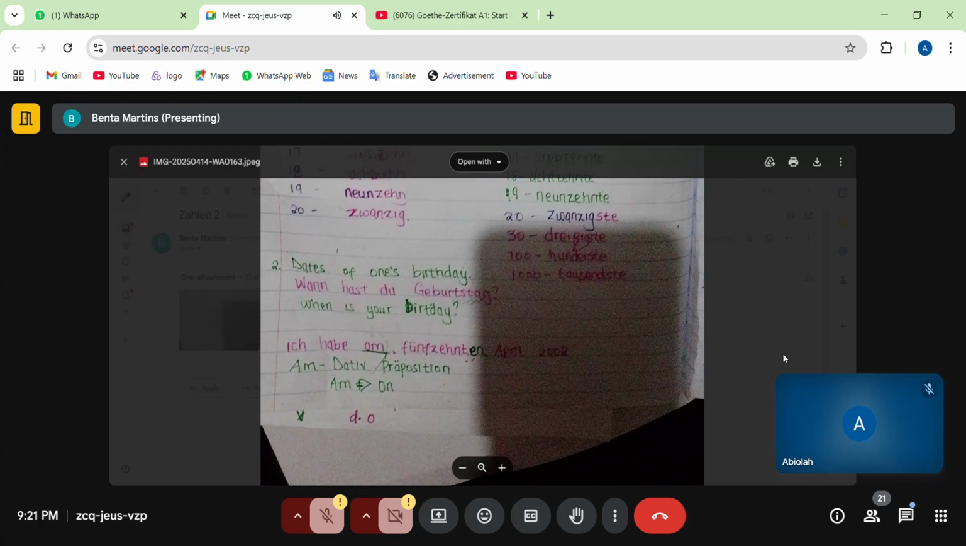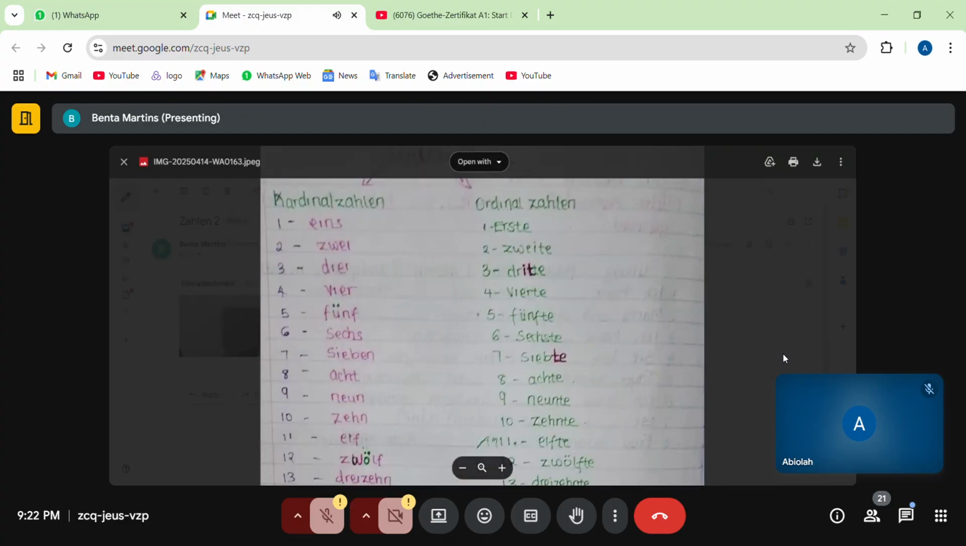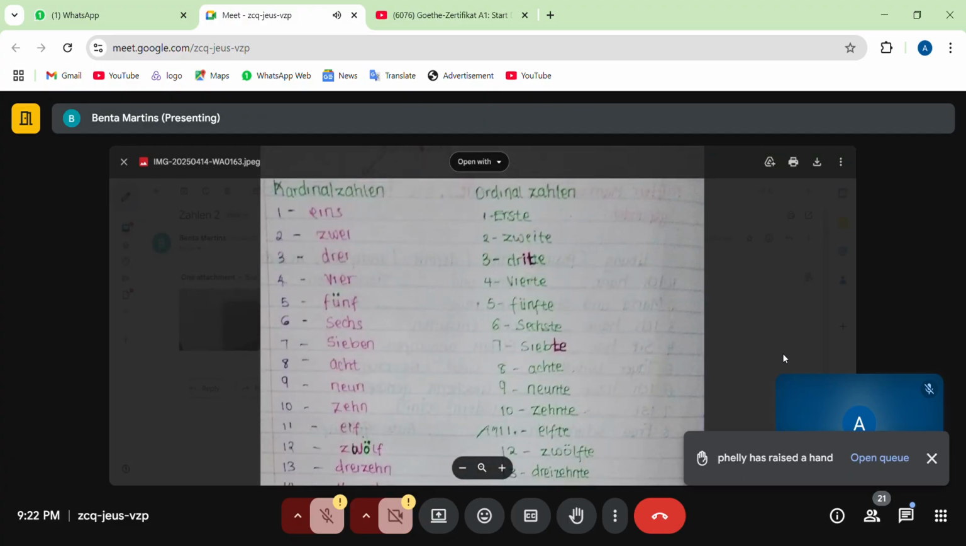So are we all together to that point, or can we repeat it again? Can we repeat the Ordinalzahlen again with different people right now? Winnie being the first person. Winnie, number 1 to 5 on the Ordinalzahlen.